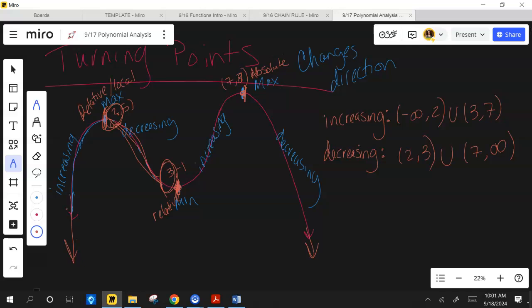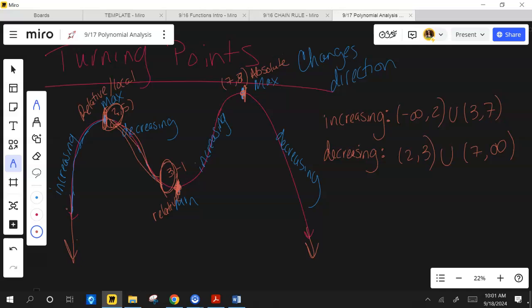Maximum and minimum values are called what? Turning points. It's in bold to the left. Turning points define where the function is increasing or decreasing. Okay, now, here's what we're going to do.